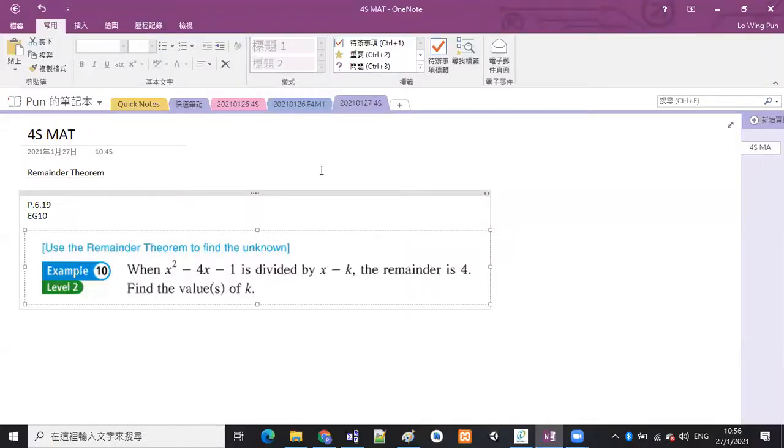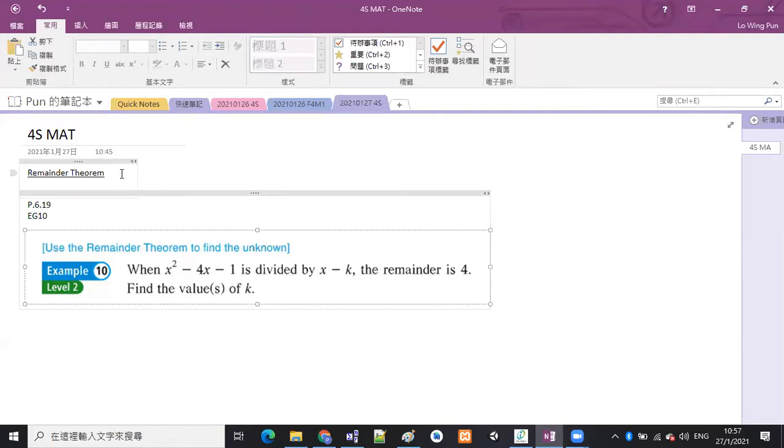Yesterday, we started a new section of chapter 6. That is polynomial division, and we have learned a new theorem. The name is called the remainder theorem.